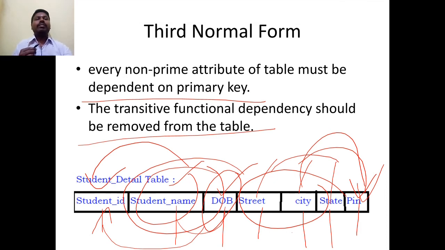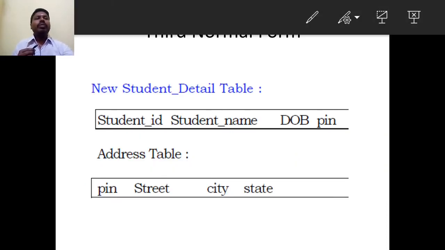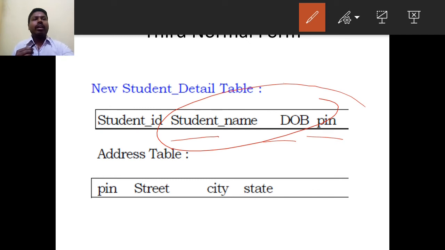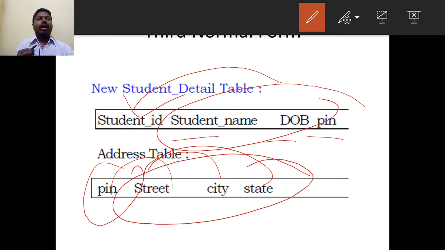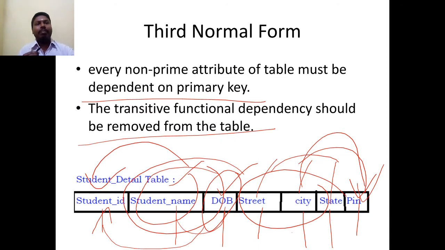To satisfy the third normal form, we are splitting into two tables. Now we can see student name, date of birth and pin, these three depend on student ID. With the help of pin, we can see the street, city and state. So these three columns depend on the pin. This is called transitive dependency. Here, these two columns depend on student ID, and street, city, state depend on pin.